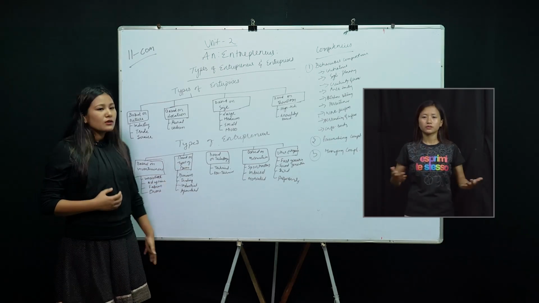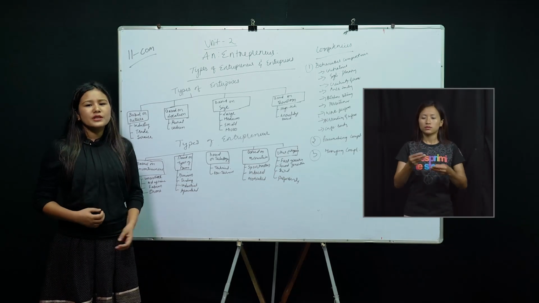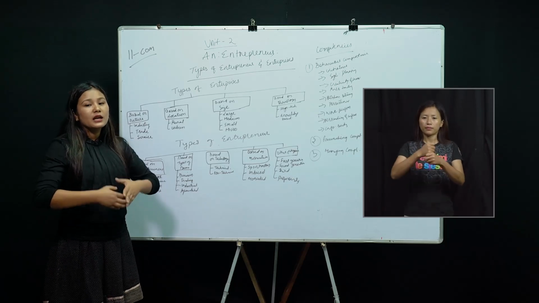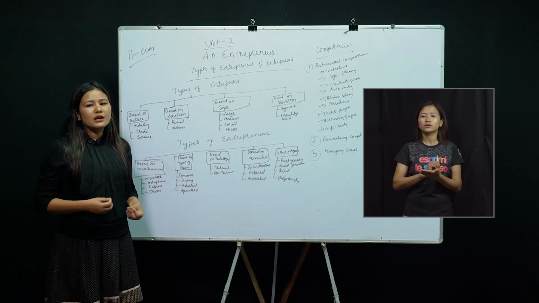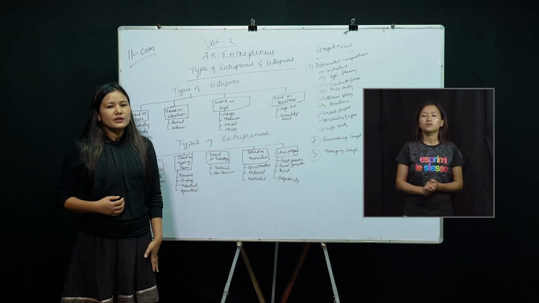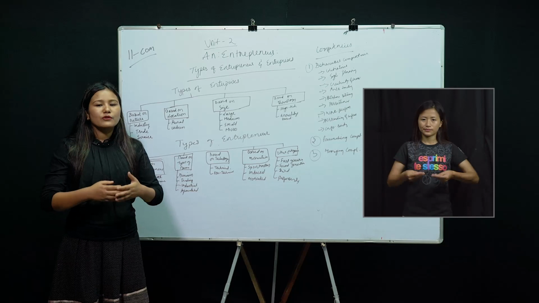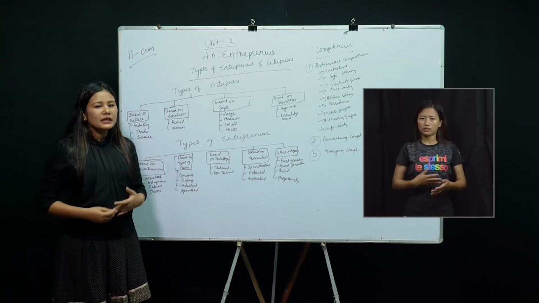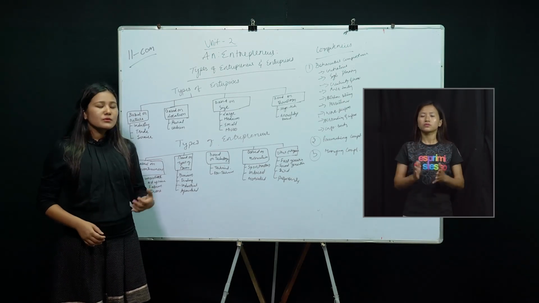Next is trading entrepreneurs. These trading entrepreneurs are those who deal with the processing, producing and manufacturing of products. So trading entrepreneurs are those who are related to trade. Next is industrial entrepreneurs. Industrial entrepreneurs are those who are involved in producing and manufacturing new products. So industrial entrepreneurs are those who produce new products.